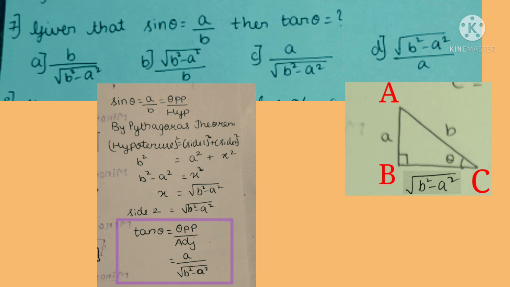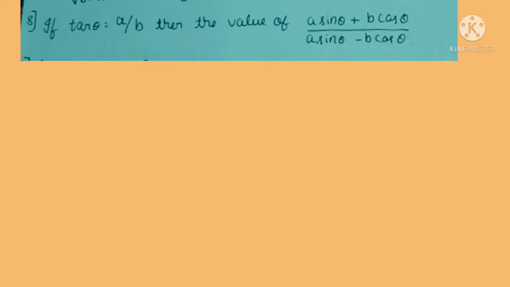So we can find the value of tan theta. It's nothing but opposite upon adjacent, so the opposite value will be a, and the adjacent is root of b square minus a square. According to the option mentioned, it's C. The eighth main question will be similar to the seventh. If tan theta is equal to a by b, then find the value of a sin theta plus b cos theta divided by a sin theta minus b cos theta.